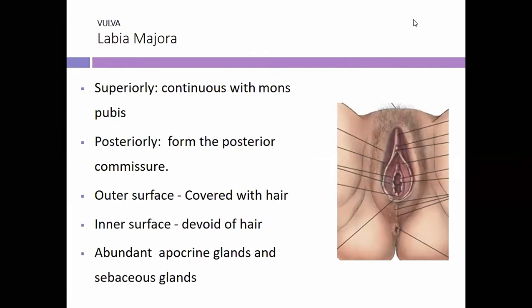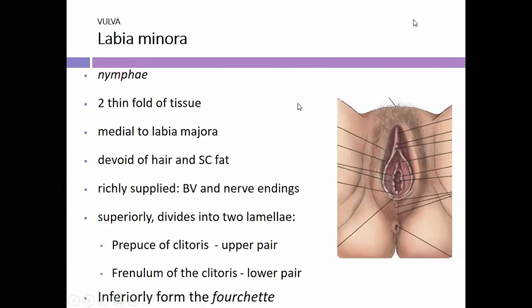Now, this labia majora superiorly will be continuous with the mons pubis, while posteriorly, this will form the posterior commissure. Now, the outer surface of the labia majora is covered by hair, of course, while the inner surface is not covered by hair. And it has abundant apocrine and sebaceous glands.